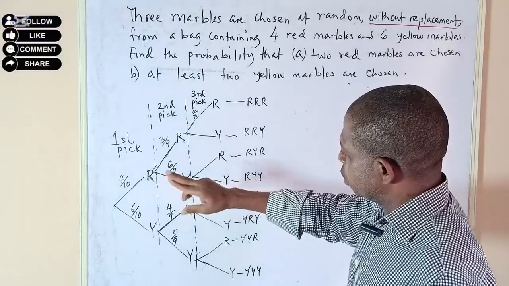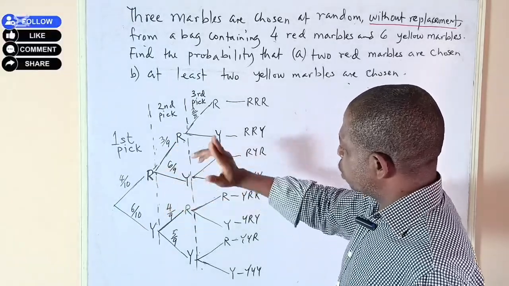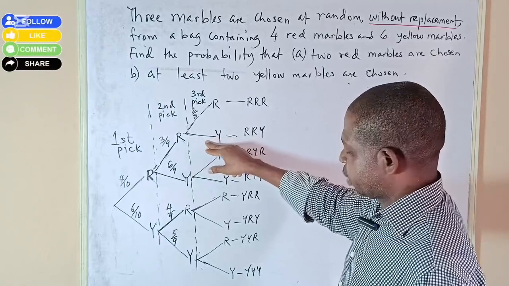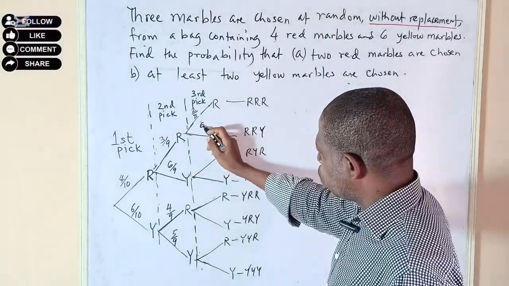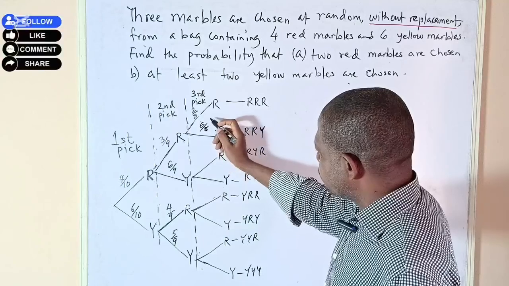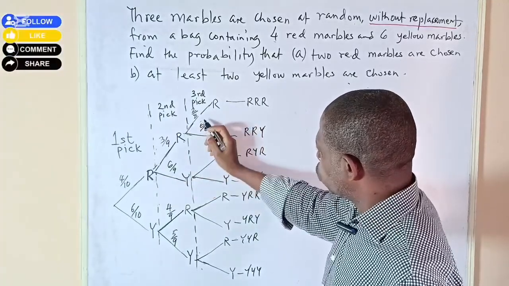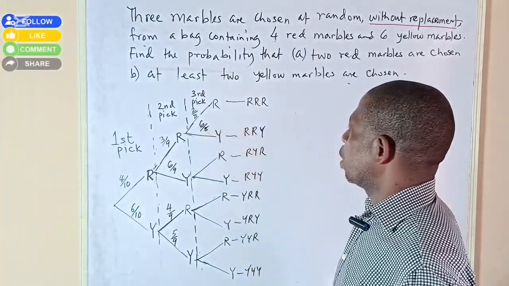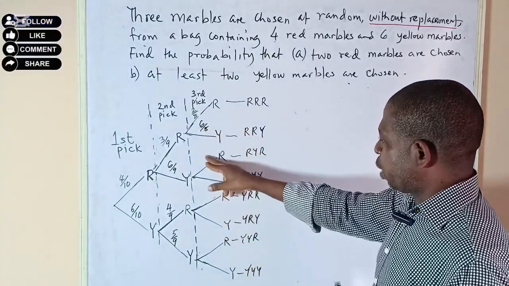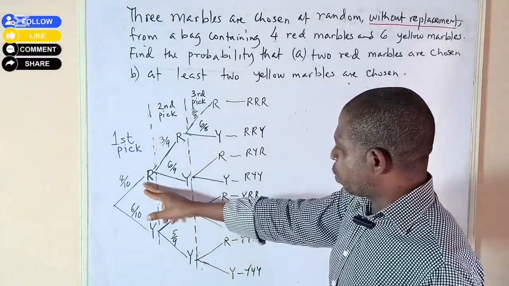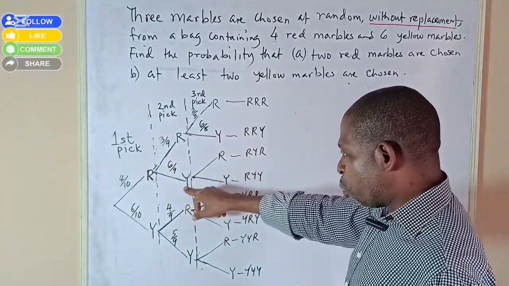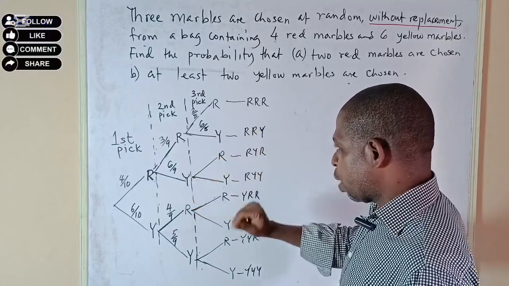Now look at this one. You picked a red, you didn't replace, picked a red, you didn't replace, but you have not picked a yellow ball yet. So there are still 6 yellow balls, and yet there are 8 balls because you picked 2 red out. Now we come to this branch. You picked a red, didn't replace. You picked a yellow, it didn't replace. So there are 8 balls in the bag now.